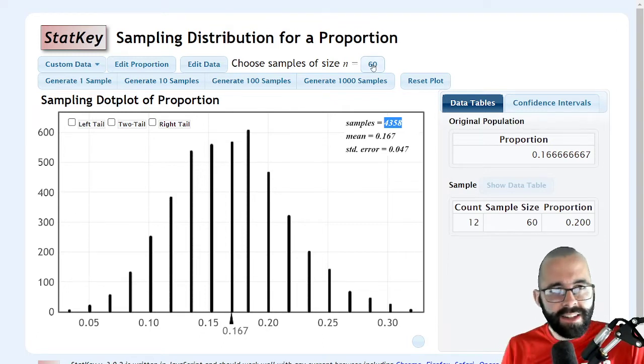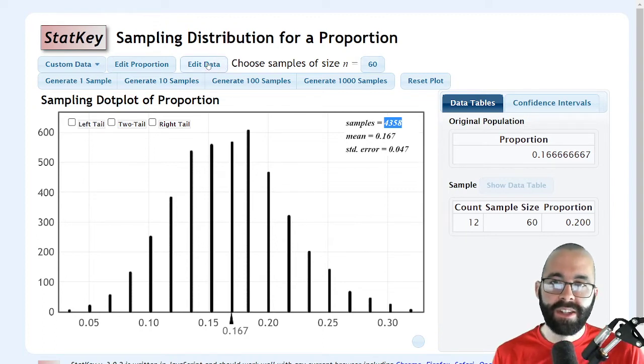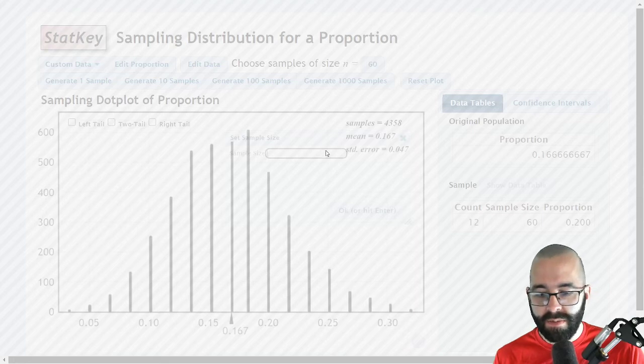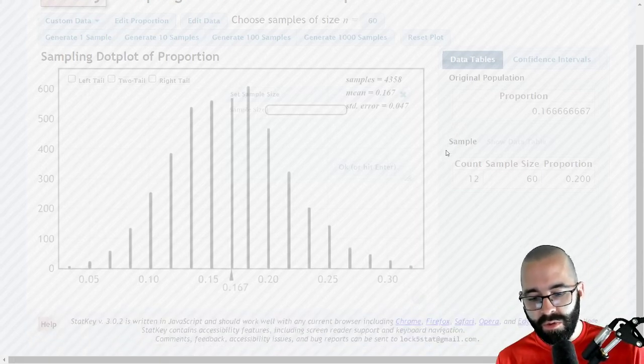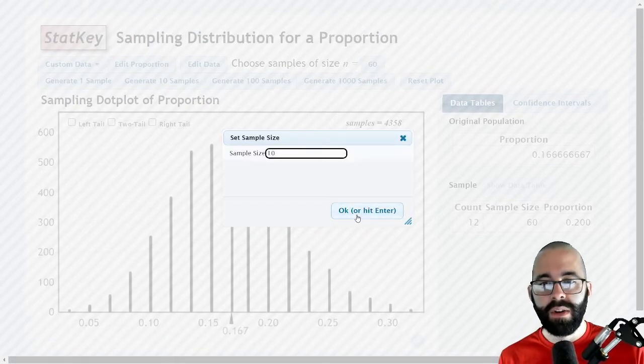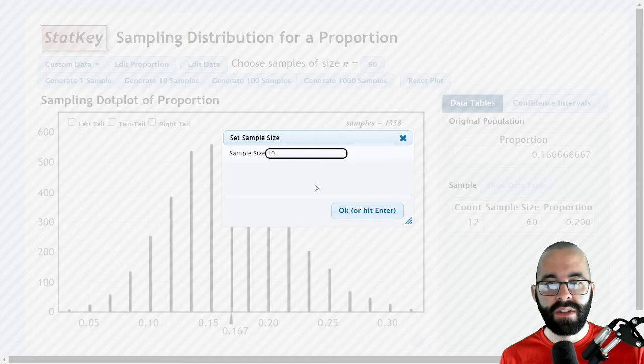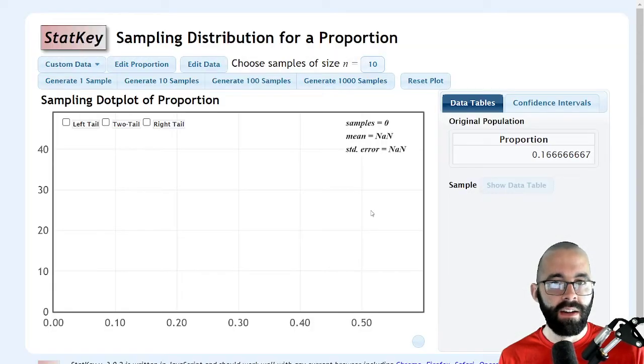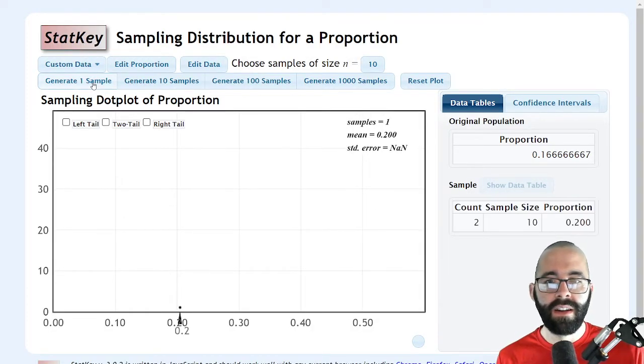Now let's modify things a little bit. What if we have a small sample size? Because hopefully you should remember from sampling distributions of means that if we only have a sample size that's smaller, then funny things might happen. What if we did a smaller sample size? What if we only did 10? What do you think is going to happen?